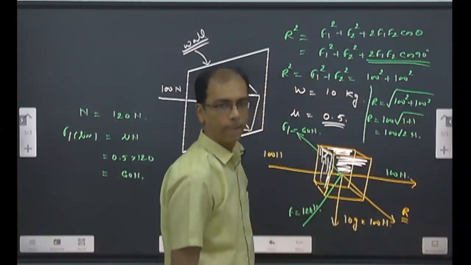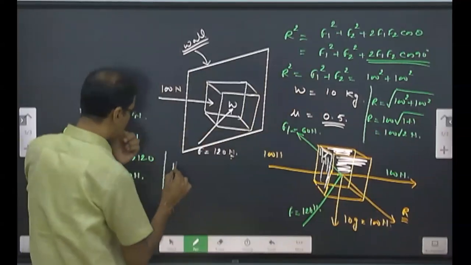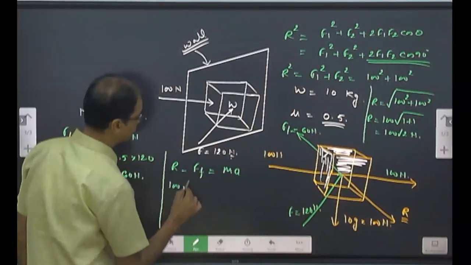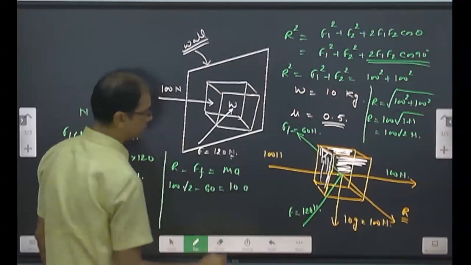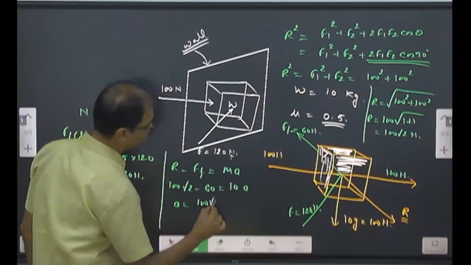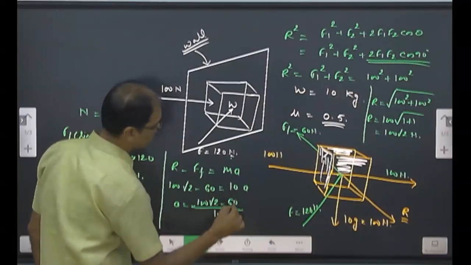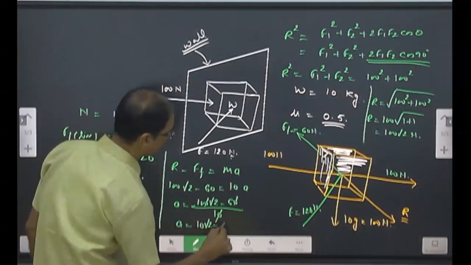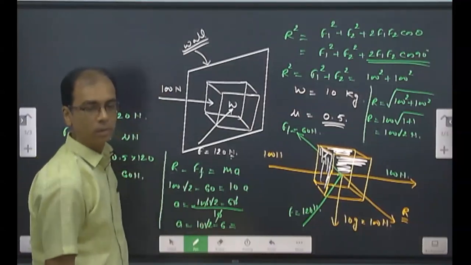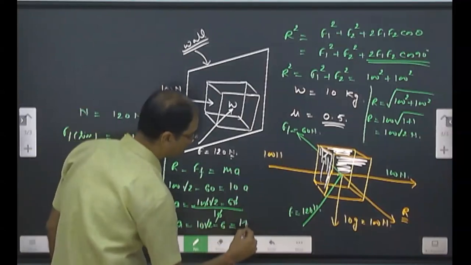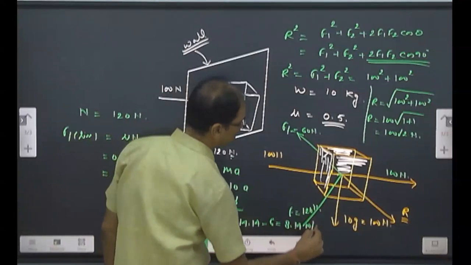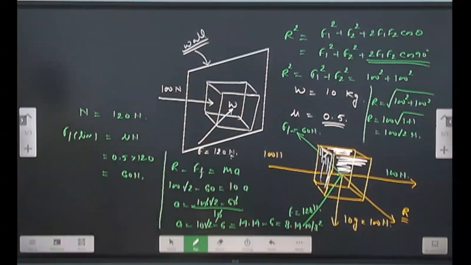Friction value is 60. So what will we write for final acceleration? R minus force of friction equals mass into acceleration. So 100 root 2 minus 60 equals 10A. So A equals 100 root 2 minus 60 by 10. This 0 and this 0 cancel, so our acceleration is 10 root 2 minus 6. If we have to find exactly, we can keep root 2 as 1.414, so this will be 14.14 minus 6. That means 8.14 meter per second square is your answer. Is this clear? Yes, sir. Okay, note that.